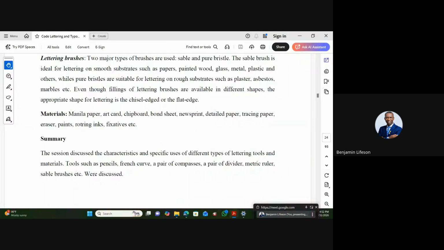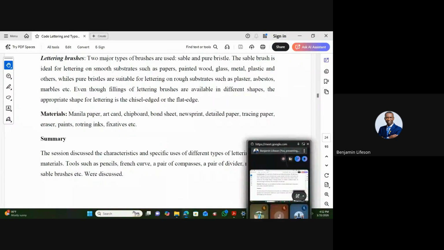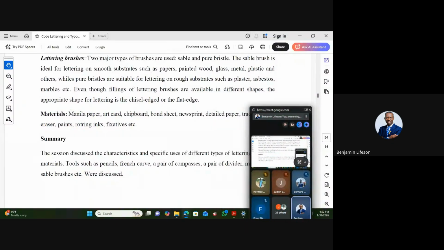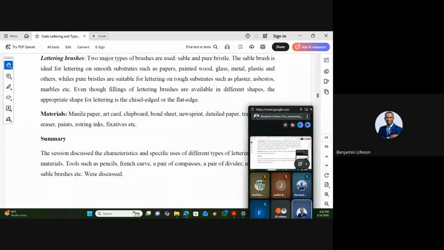Then let me ask you a question for all of you to answer. When can a tool be considered as a material? Yes, Judith, your hand is up. A tool can be referred to as a material when it forms part of the work.